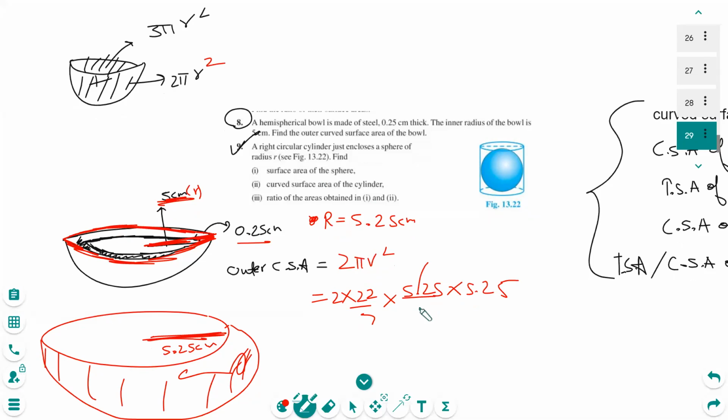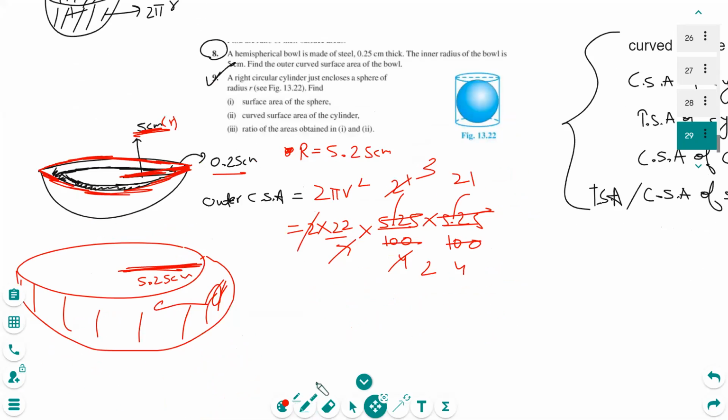173.25. See, 100 under 25 4, 25 2 1, then 25 4 again, 25 2 1, then 7 times 3, 2 times 2. You people should be able to do these calculations now. 22 times 3 times 21 by 8. If I simplify it, I will get what? 66 times 21 by 8.